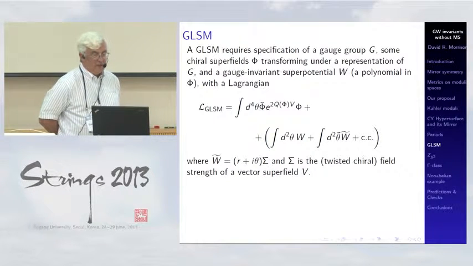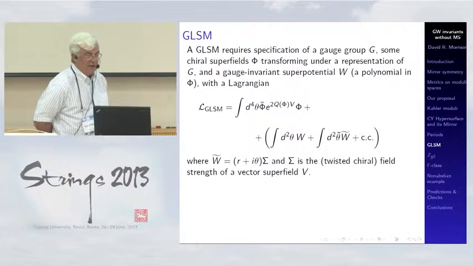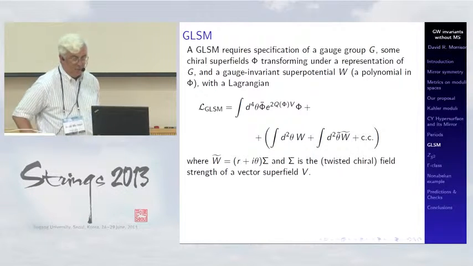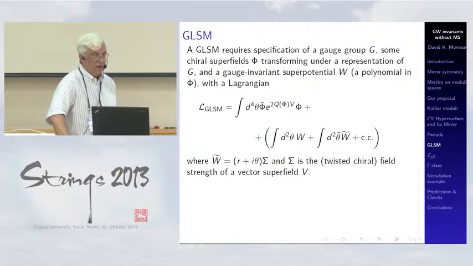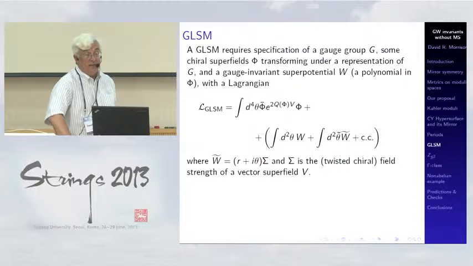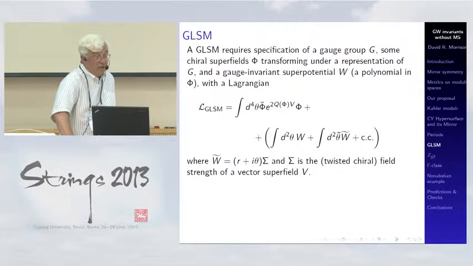So as has been stated, what we have now is a really nice technique for evaluating the partition function on a two-sphere if there is an ultraviolet description of the theory in the form of this gauge linear sigma model. So to write down a gauge linear sigma model, I have to tell you a gauge group. I have to tell you some chiral superfields which transform under a representation of that gauge group, and I have to give you a gauge invariant superpotential, typically a polynomial in those fields.